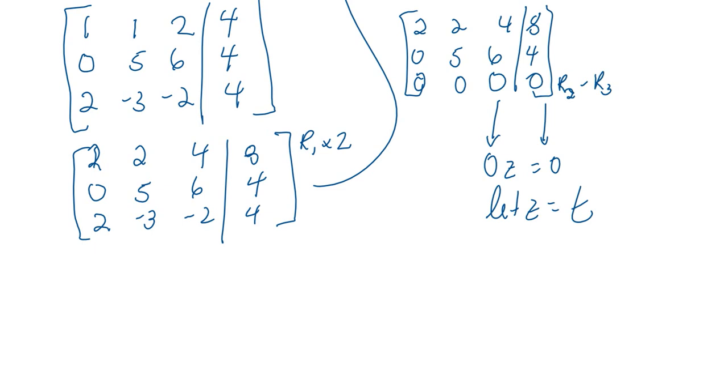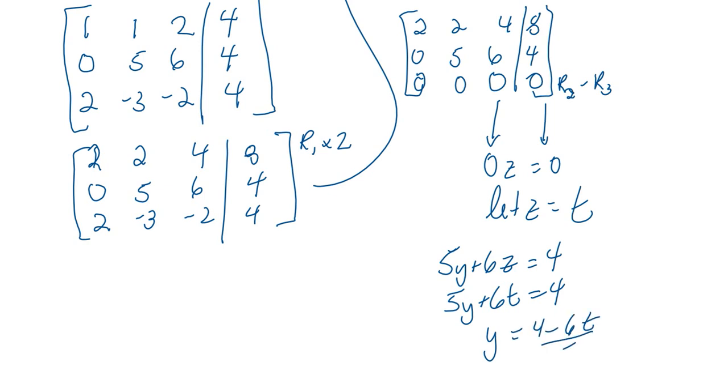If z equals t, now sub that into row 2. So you have 5y plus 6z equals 4, but z is t, so 5y plus 6t equals 4. So y equals 4 minus 6t over 5. So that's your parametric equation for y. Okay? And then back substitute that into equation 1 to get what x is in terms of the parametric equations.